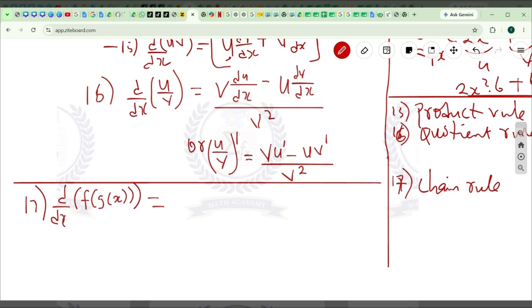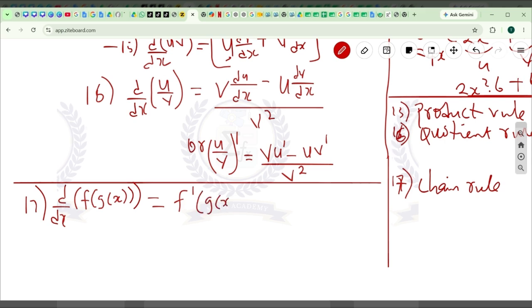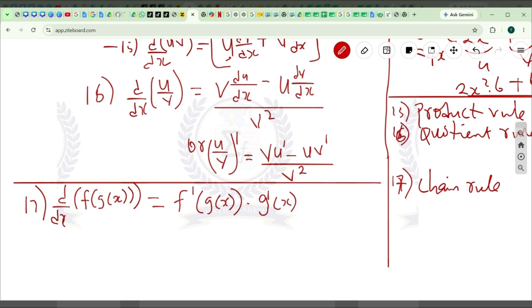So these functions, one function is inside the other. This simply means that to differentiate this, you differentiate f, keep g of x, and then differentiate g of x. So you differentiate f, keeping g of x inside, and then you multiply by the derivative of the function g of x. So this is the chain rule.